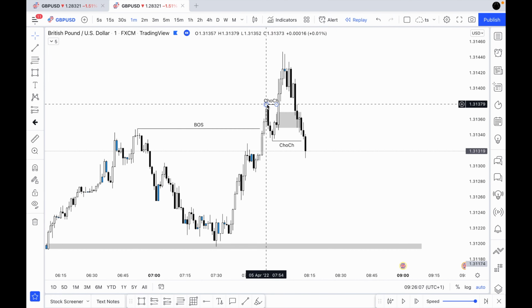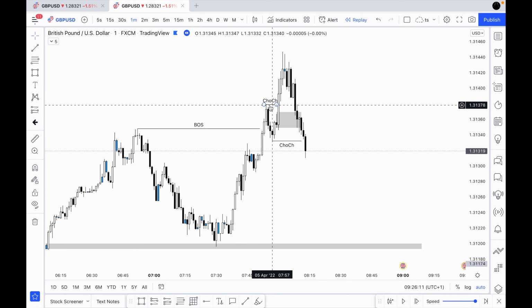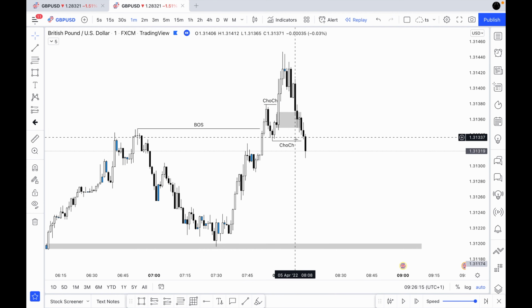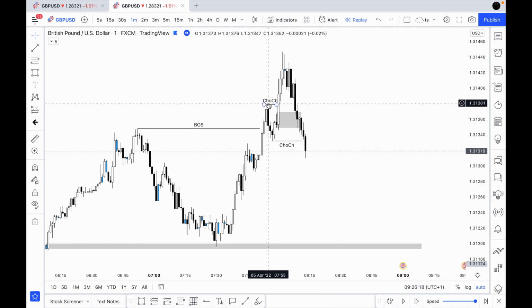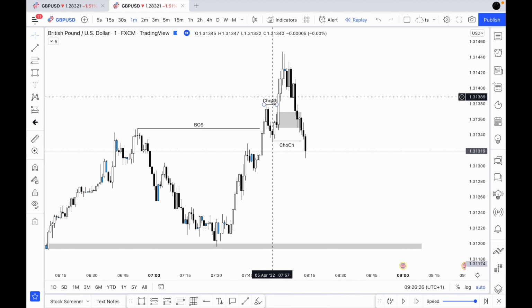Now, I do get quite a lot of people in my DMs saying, oh, but that's just a break of structure. Yes, it's correct. That is just a break of structure. But this is required to make this valid for a ChoCh. That's why I label both of these as ChoCh. Okay, doesn't really matter what you label it as. You can label it as Dave, Malcolm, whatever, and it's still going to mean the same thing.